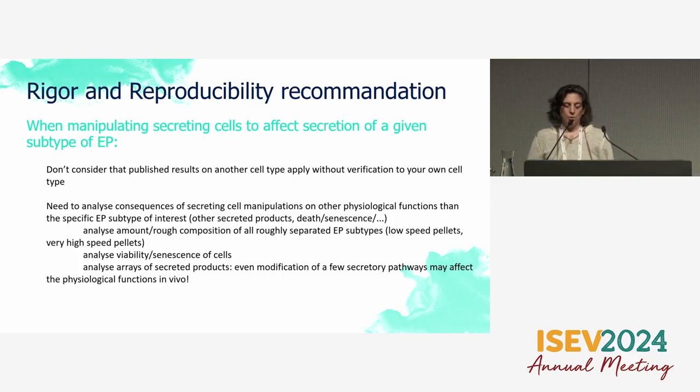So you should really analyze the amount or the composition of roughly separated EV subtypes, not only the 200K or 100K pellet where you think you have your exosomes. You must analyze the viability or the senescence of your cells, and you must also analyze an array of secreted products, because even modification of secretion of a single soluble protein may have strong consequences in vivo.